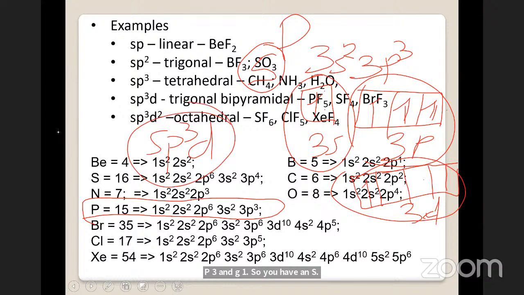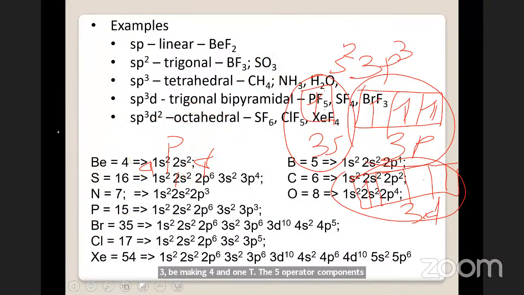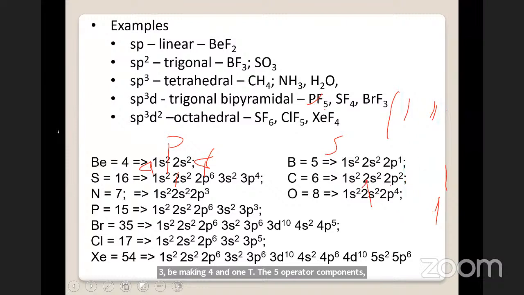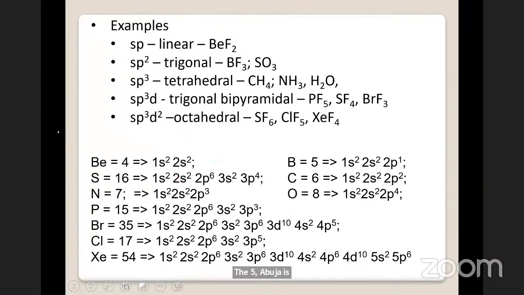So you will see sp3 and d1. So you have an sp3d hybridized orbital. Now, if you look at this, there are 5 components here. The 5 components are 1s, 3p making 4, and 1d. The 5 orbital components hybridize together to give you 5 hybridized orbitals. The 5 hybridized orbitals are represented in a trigonal bipyramidal shape.